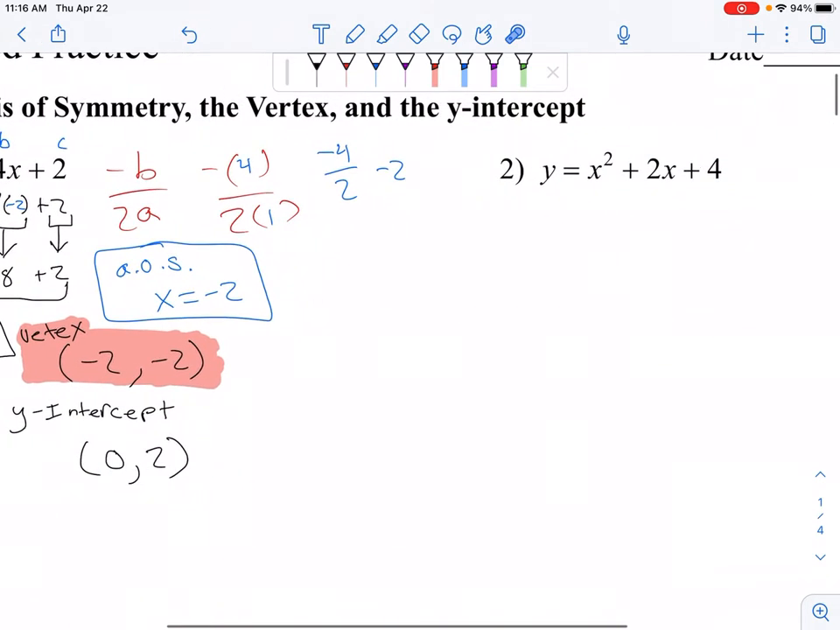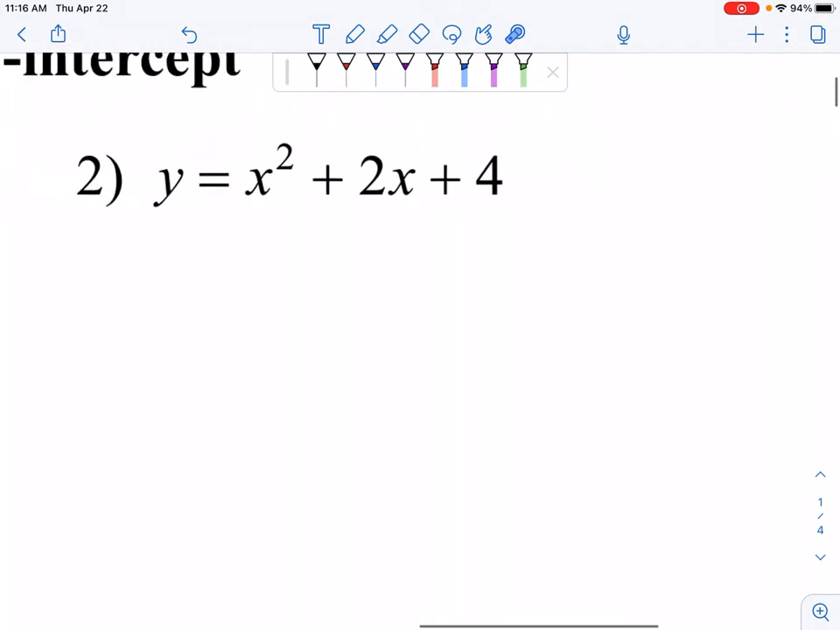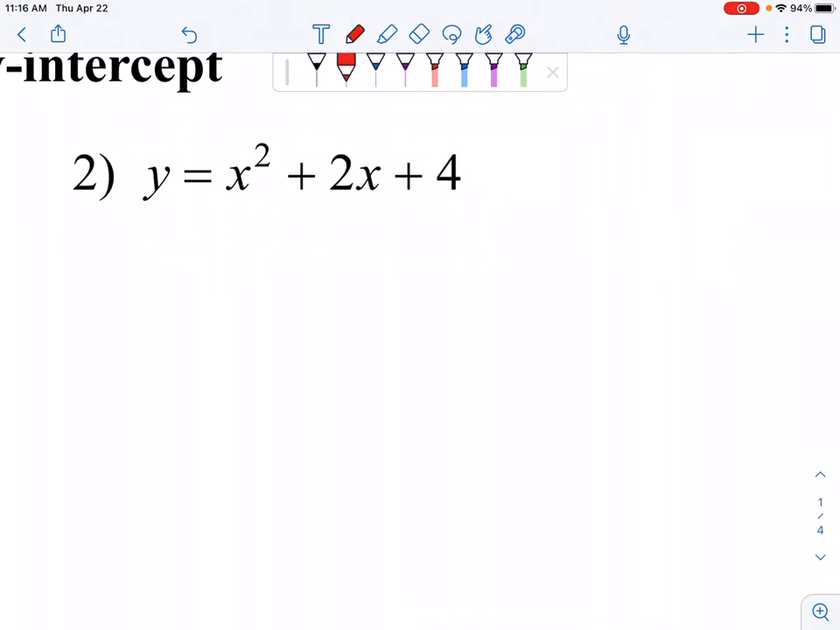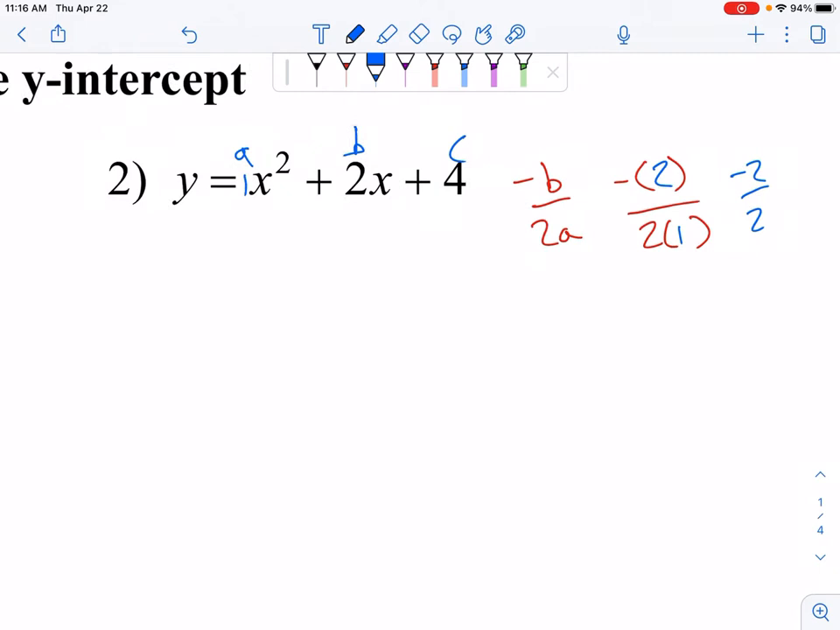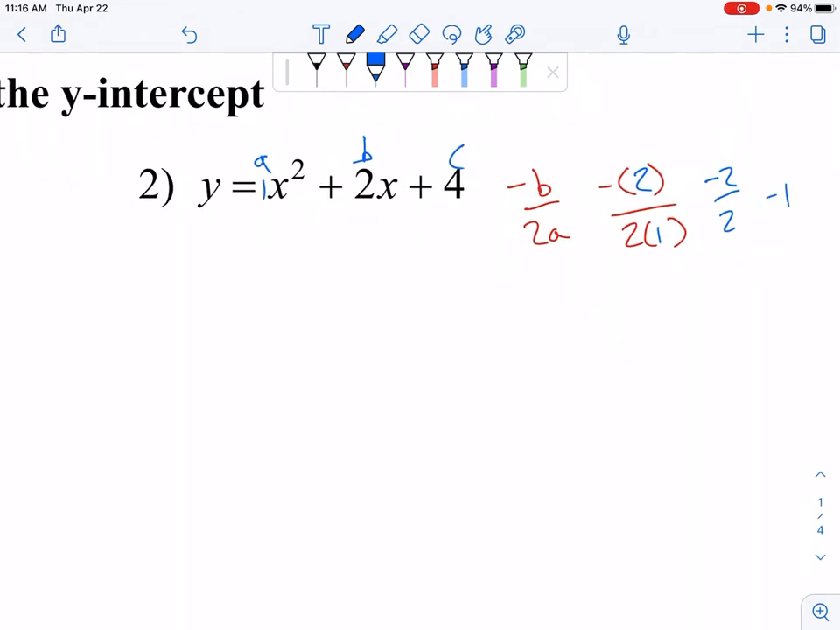Let's take a look at another example. I'm going to find my axis of symmetry first. Remember that's negative b over 2 times a, so I have my a of 1, my b of 2, and my c of 4. So I'm going to have 2 on top, 1 on the bottom, negative 2 over 2, which reduces to negative 1. So my axis of symmetry, x equals negative 1.